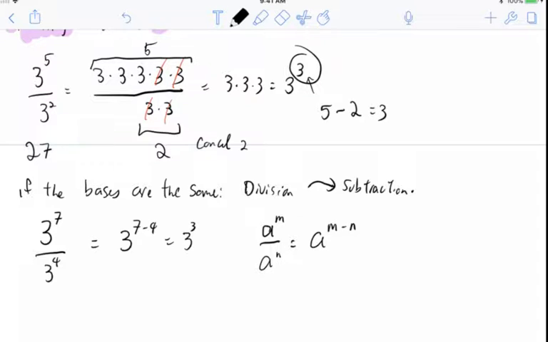Let's have you try a couple of these and explore. Try simplifying these. Write as a single exponential expression. That just means a term with an exponent, like 2 to the 4. So 5 to the 6 over 5 to the 3. Start by writing it out: 5 times 5 times 5 times 5 times 5 times 5 divided by 5 times 5 times 5. Reason it through.